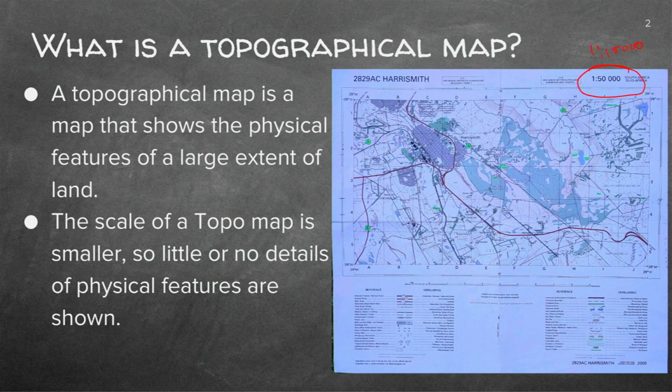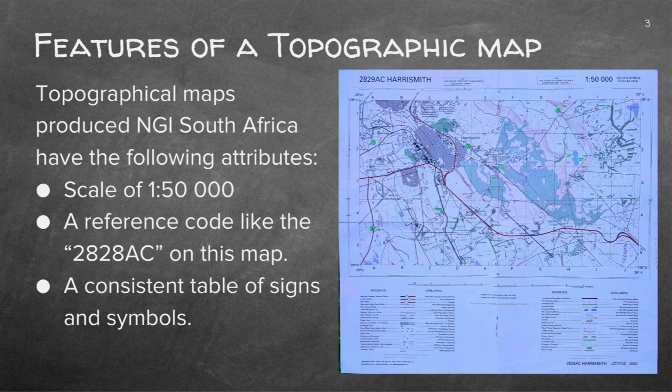And take note that in South Africa, the NGI has produced maps in the scale of 1:50,000. And that means every 1 centimeter on paper represents half a kilometer, or 50,000 centimeters, on the ground. All right, so what are the features of a topographical map? A topographical map, like I said, has a scale of 1:50,000, and then it has a reference code. That reference code you will see on the top left-hand corner of the map.